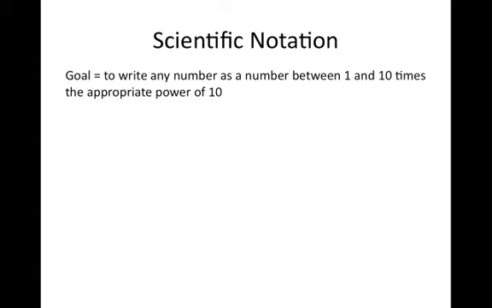The goal of scientific notation is to write any number as a number between 1 and 10 times the appropriate power of 10. Any number that is not written as a number between 1 and 10 times the appropriate power of 10 is not written in scientific notation. The number 245 is not written in scientific notation because it is not written as a number between 1 and 10 times the appropriate power of 10.